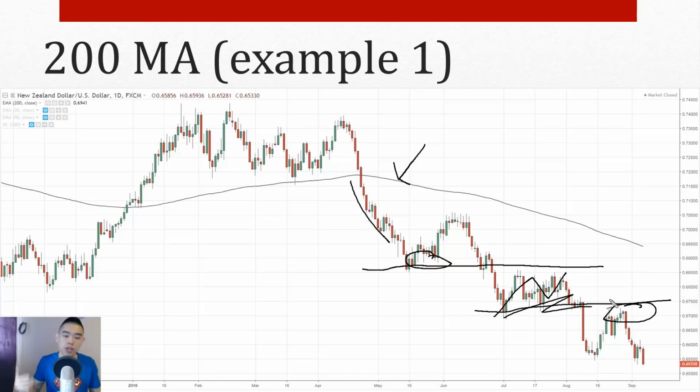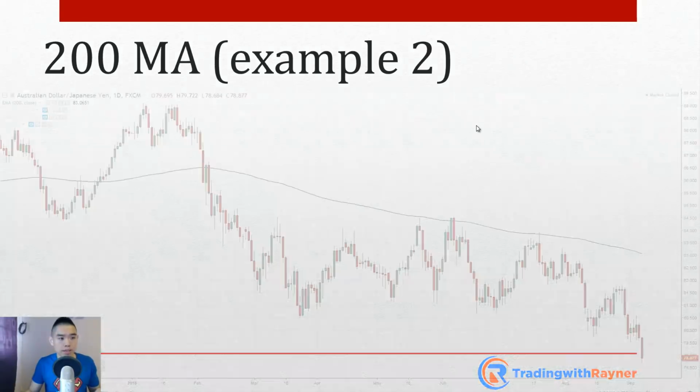So this is how you can actually use the 200 MA to give you a bias to know whether it should be long or short, and then just reference a market structure like support, resistance, or maybe a moving average to identify the area of value that you want to trade from. So this is how the 200 MA could alert you that the trend might be about to reverse. Another example, shall we?